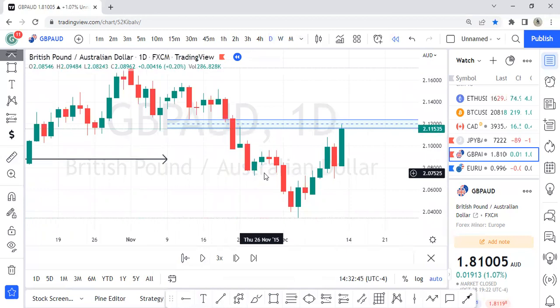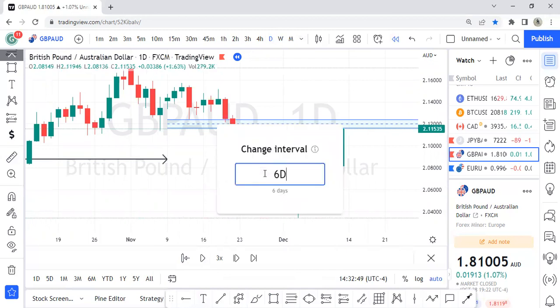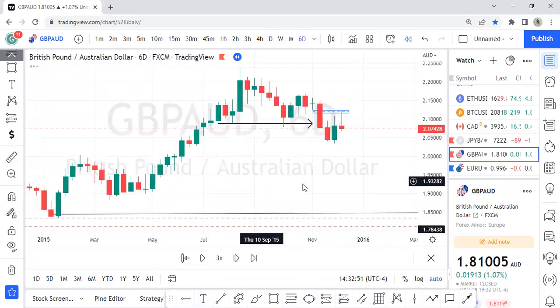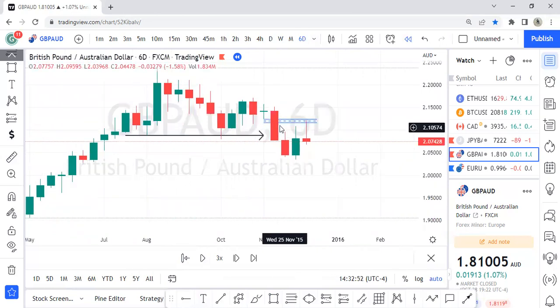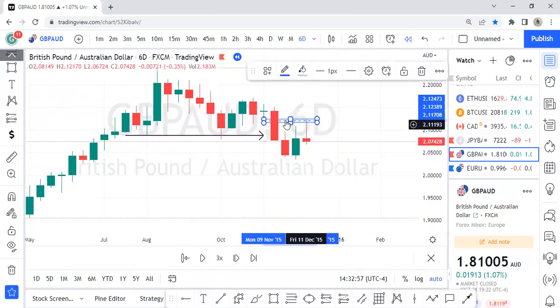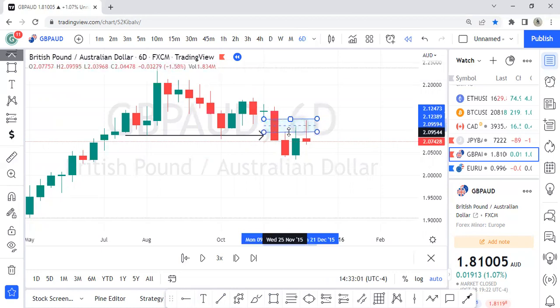Let's use weekly. Let's use the 6 days time frame. All right, it's very clear. So you can see that when price did that, what do we have here? After a break, what do we have? We have the imbalance from here to here. You can see that there was an imbalance created here.